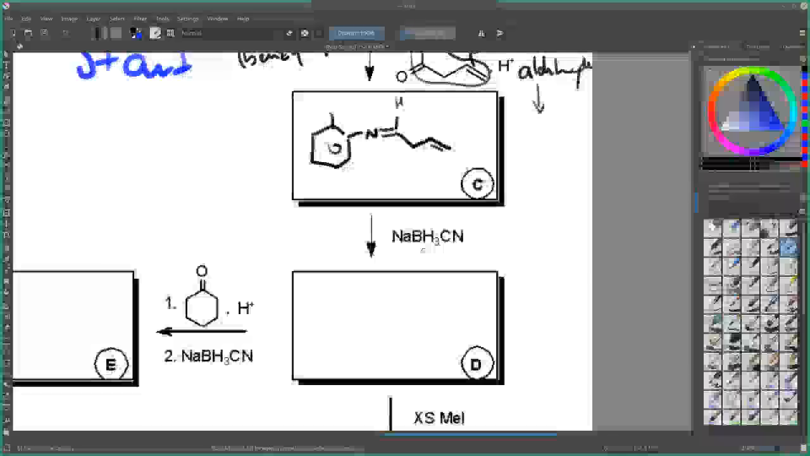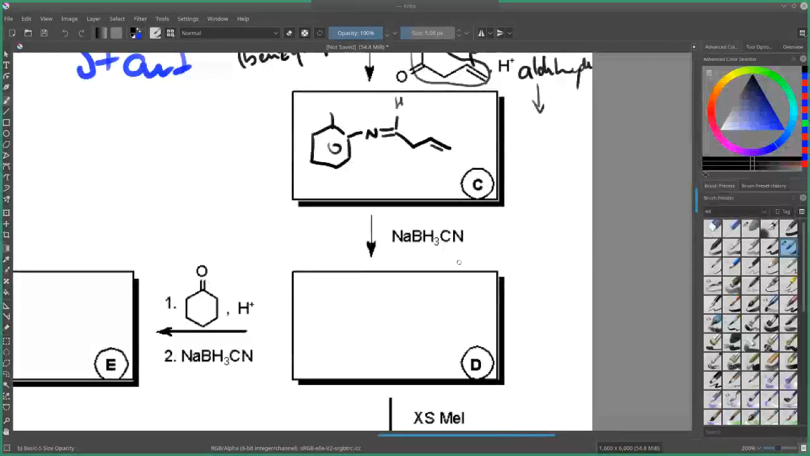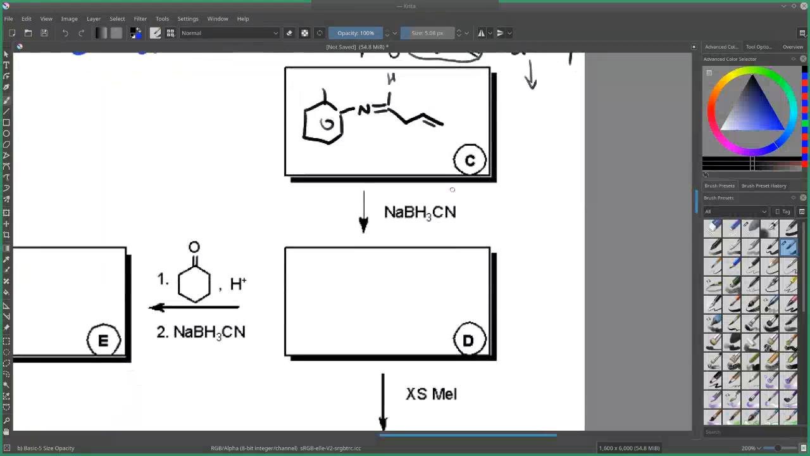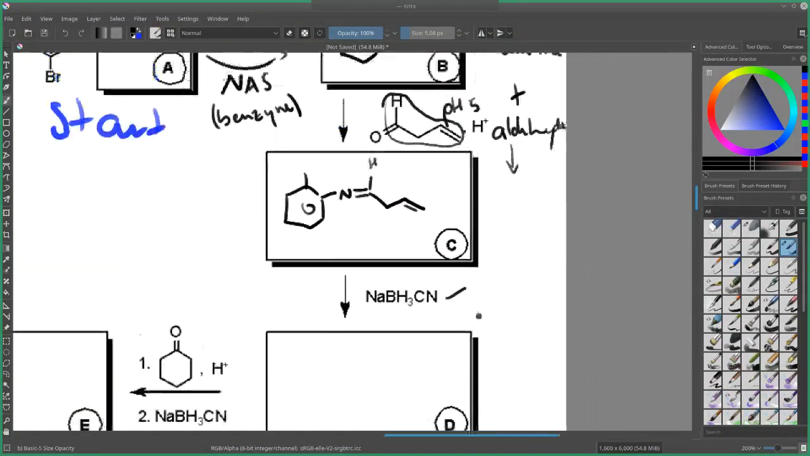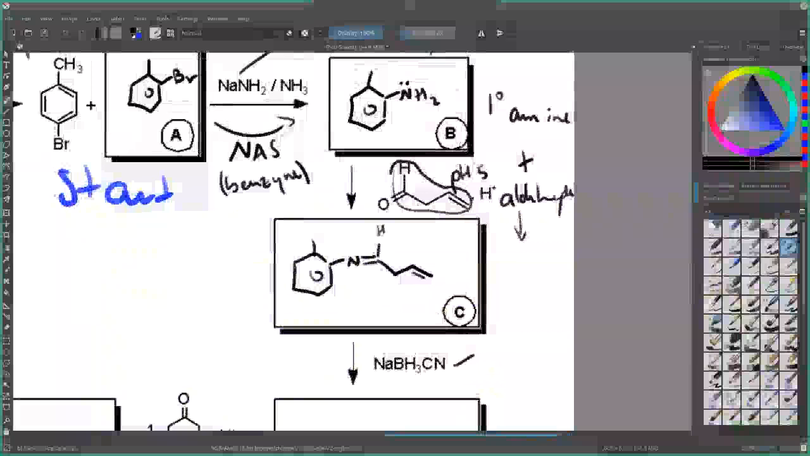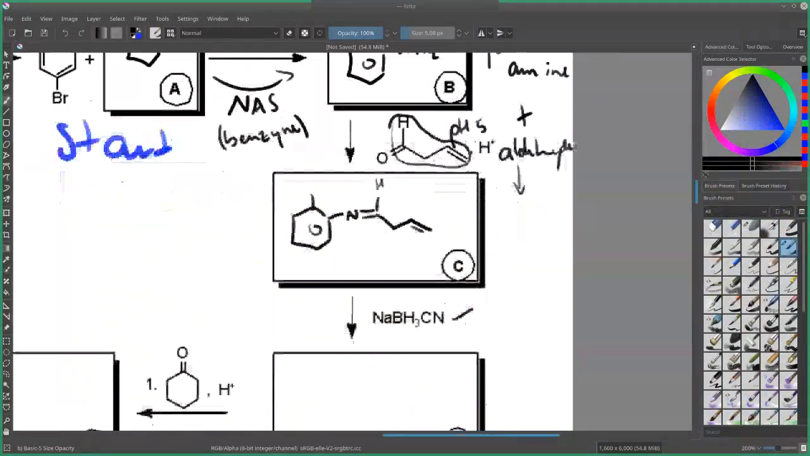Now we have sodium cyanoborohydride. Okay? This is one of our nice reducing agents. We have a bunch of them, and this is one of them. So this reducing agent particularly is used to do which reaction? Anybody? What is this reaction of making an imine and then reducing it called?